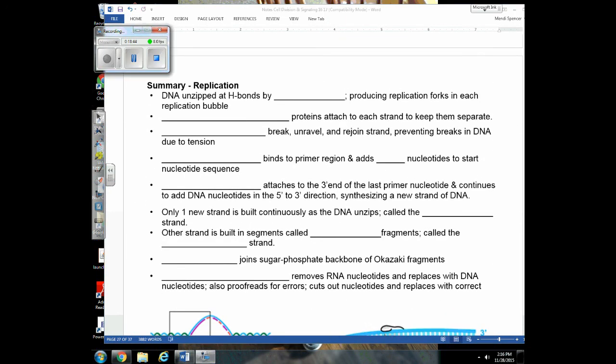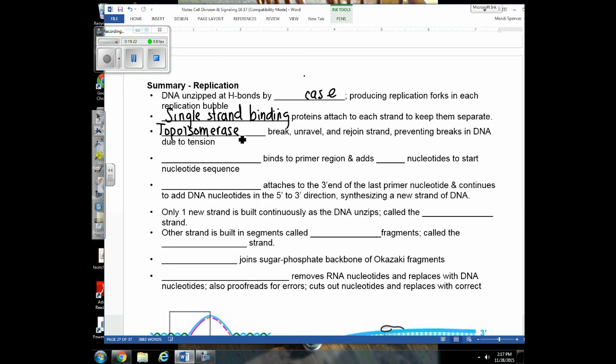Now that you've looked at two different diagrams about replication, I would hit pause and see if you can fill in the blanks. To start, we have DNA being unzipped at the H bonds by helicase. We have those single strand binding proteins, keeping those individual strands of nucleotides apart. Up ahead, we have topoisomerase, cutting the DNA as it gets too much tension on it, unraveling it, and then rejoining it together.